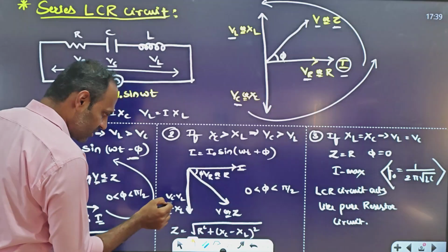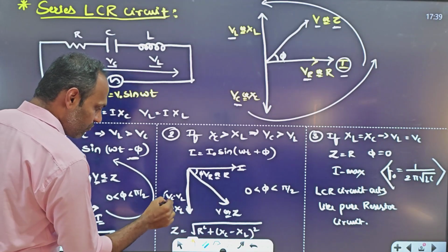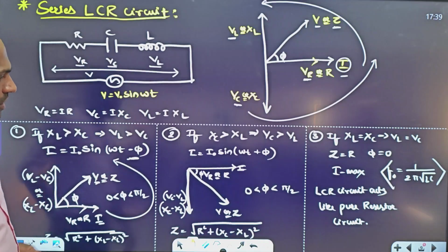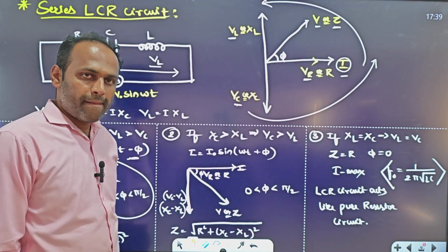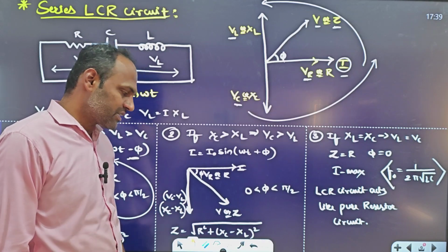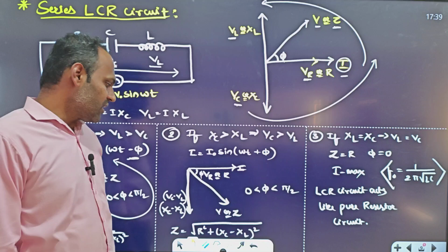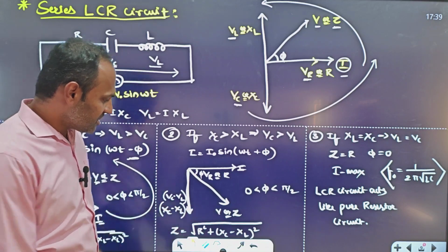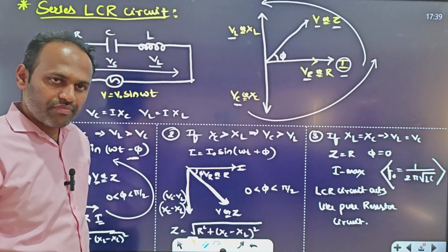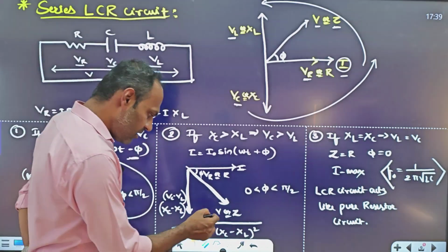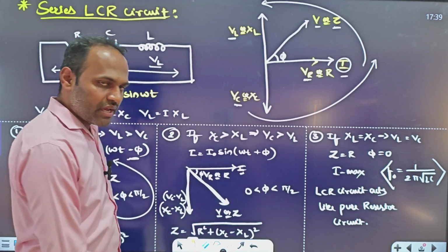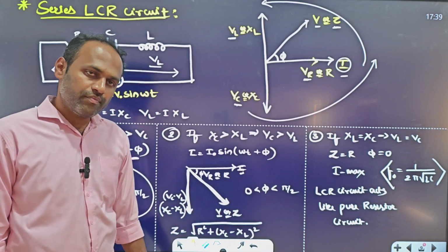Whichever direction VC and XC are taken, the resultant will be in that direction: VC minus VL or XC minus XL. Correct. Current is in positive x direction, and VC minus VL, XC minus XL is in negative y direction, correct. So the resultant voltage or resultant impedance will be in this direction. So you can observe still voltage is here, current is here. It means current is leading voltage by angle greater than 0 and less than 90 degree, correct.